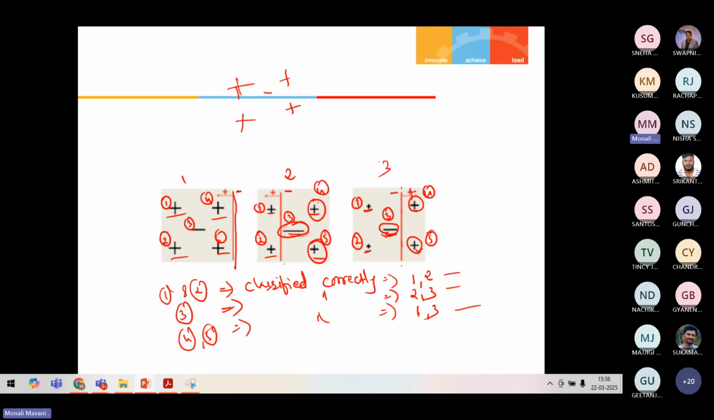You can take a horizontal line also, you can take a vertical line also. You can always start from here also, but then the entire orientation will change. With this decision boundary, this is the result that we are getting. But the number of iterations will still remain 3.